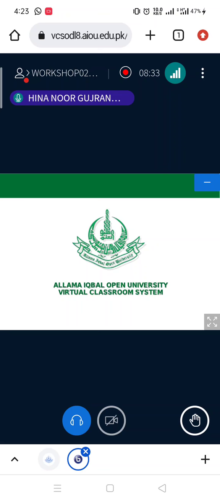So before proceeding, we need to understand the difference between a clause, a phrase, and a sentence. Yesterday in our previous session, I told you about how to make a word. The smallest unit of the word is called a morpheme.